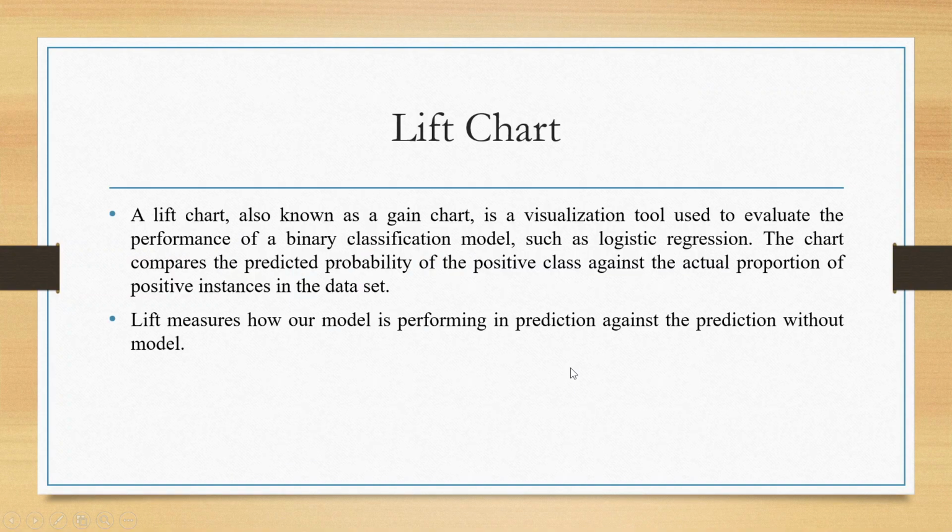A lift chart, also known as a gain chart, is a visualization tool used to evaluate the performance of a binary classification model, such as logistic regression. The chart compares the predicted probability of the positive class, which we have discussed in this confusion matrix, against the actual proportion of the positive instances in the data set. Lift measures how our model is performing in prediction against the prediction without the model.